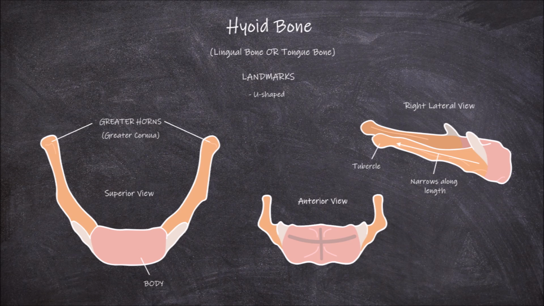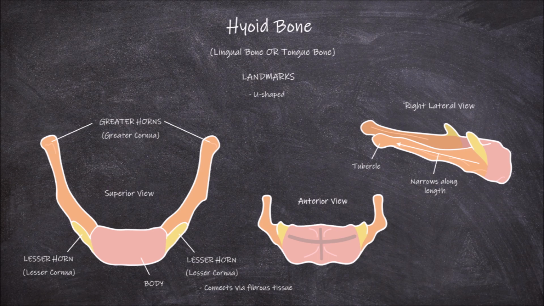The final parts of this bone are the 2 lesser horns. The lesser horns are also known as the lesser cornua. They are small projections from each side of the bone at the junction between the body and the greater horns. The base of each of the lesser horns connects to the body of the bone via fibrous tissue.